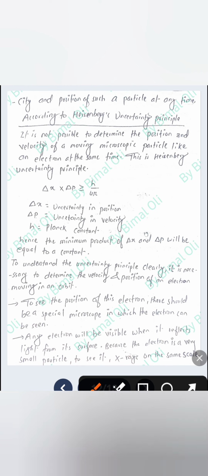According to the second point, any object, not only an electron, can be seen after reflection of light from its surface. Similarly, we can see the electron when it reflects light from its surface, because the electron is extremely small. So we have to use high-power X-rays, according to the size of the electron.